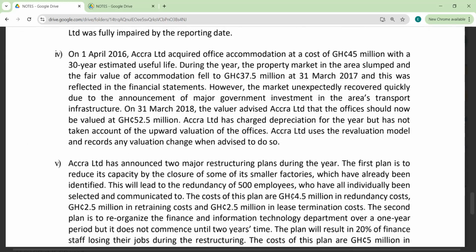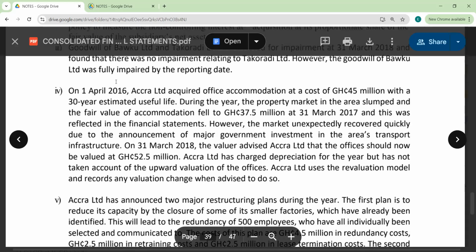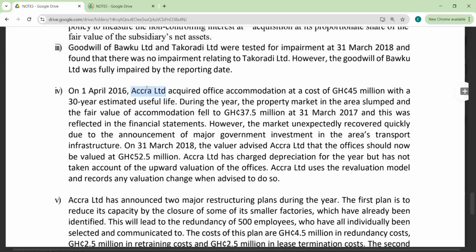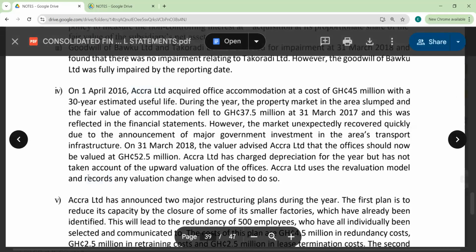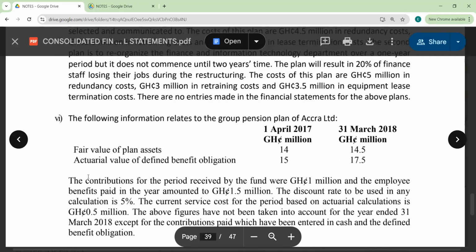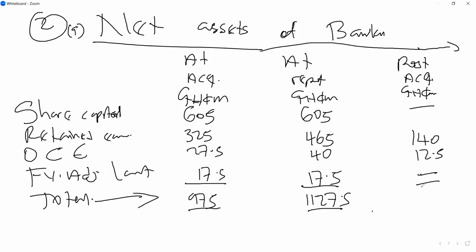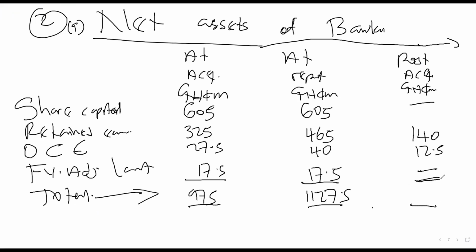Read all the footnotes and make sure that they've not mentioned the subsidiary's name. So just come through here. Here they mention Accra, parent, so do not affect. Note 5, they mention Accra, parent. Note 6, they mention Accra, no wahala. Oh, we are done. So indirectly, you are done with your net assets. If your net asset is correct, a lot of things will be correct. If your net asset is wrong, a lot of things will be wrong, including goodwill.